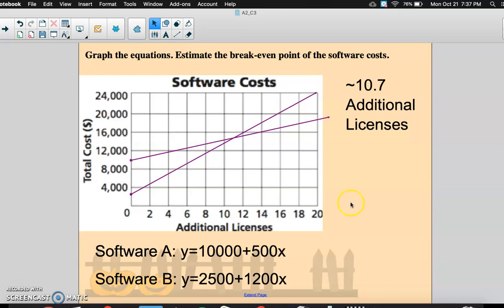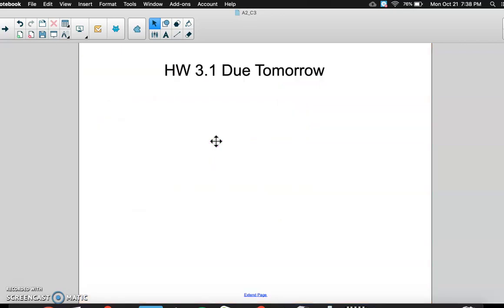So, as long as you're okay with graphing and okay with practicing estimation on graphs, 3.1 should not be all too challenging. That is all there is for this.